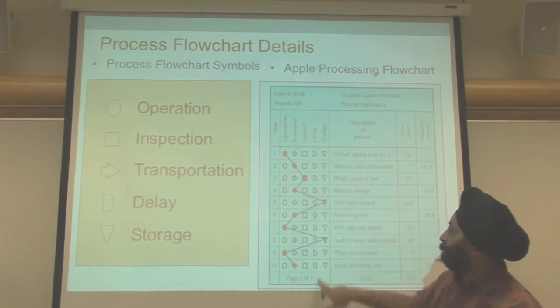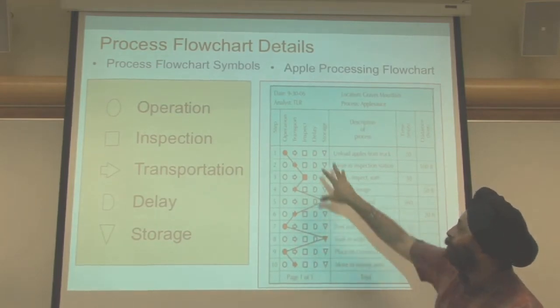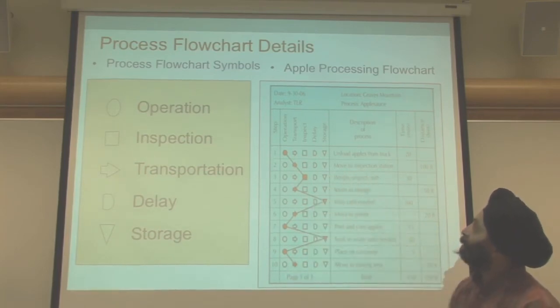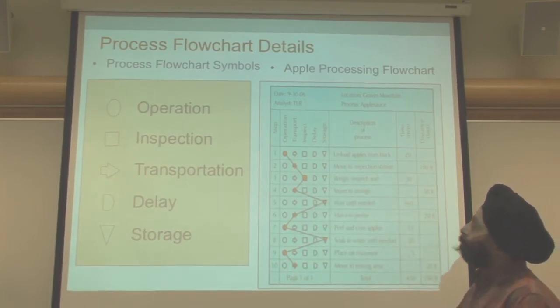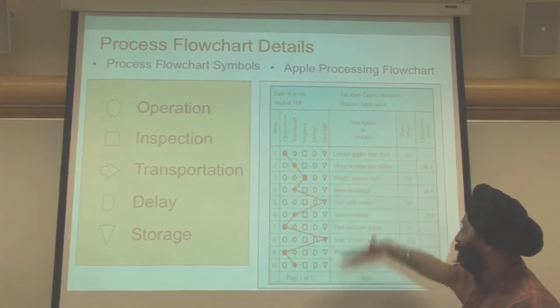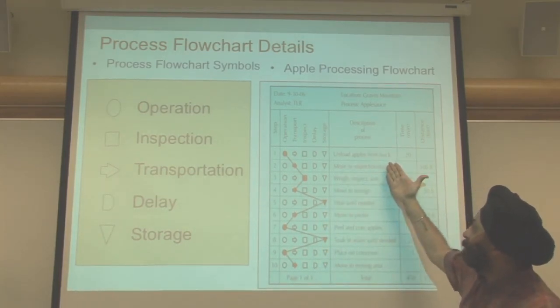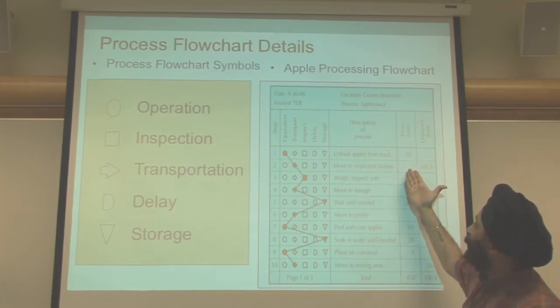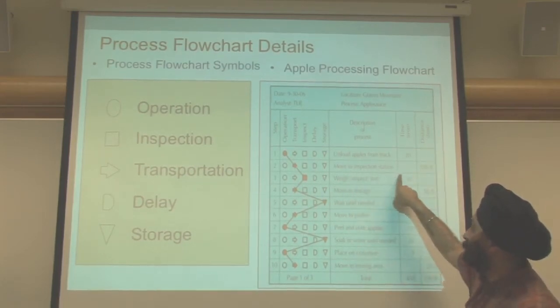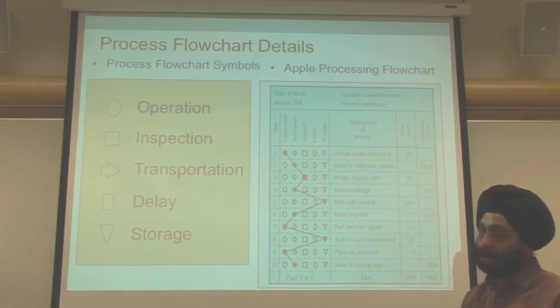That's a traditional way of showing the storage. So those are the 5 symbols that are used in here. And in this case, you can see how a flowchart for apple processing can be created as a part of the flowchart. You can see unload apples from the truck, how much time will it take, and how much distance it has to be traveled.